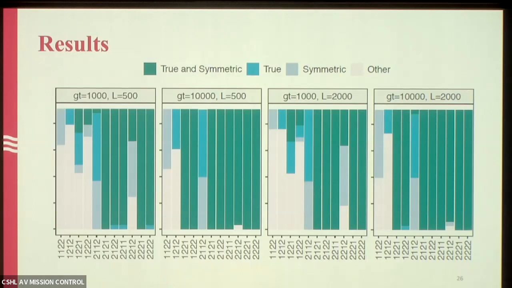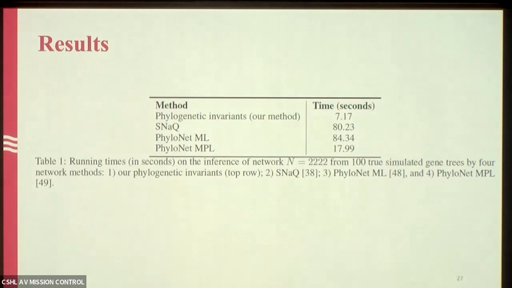We are also interested in comparing our method in terms of time with other methods. So we are comparing it with SNAC, which is a method developed by Professor Solis Lemus, and PhyloNet with the options maximum likelihood and maximum pseudo likelihood. As we can see, our method is the fastest among all and is more than 10 times faster than SNAC.